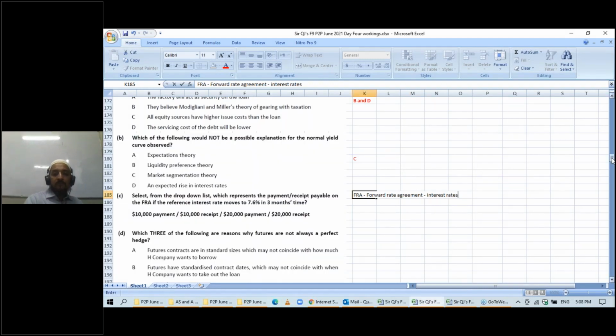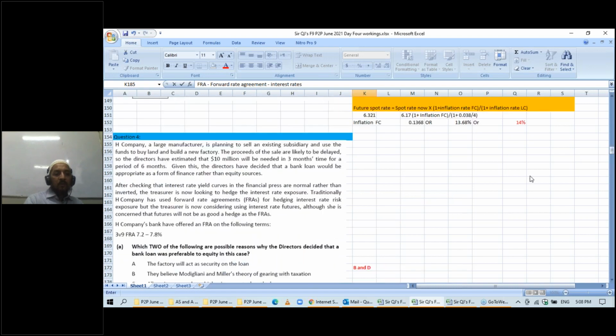Look, in the main question, there is a terminology, this 3v9. What does this 3v9 mean? This 3v9 means that the company wants a loan after 3 months and for 6 months. So the difference between 3 and 9 is 6. So the loan is required for 6 months, right?